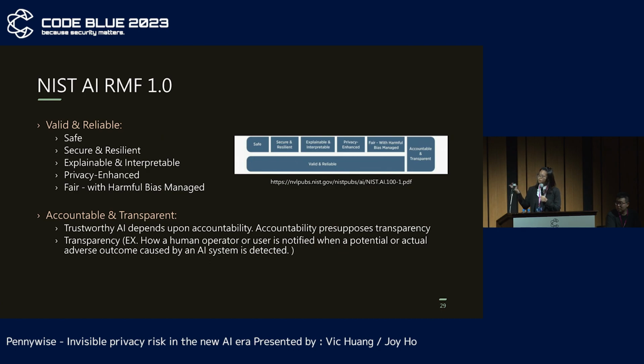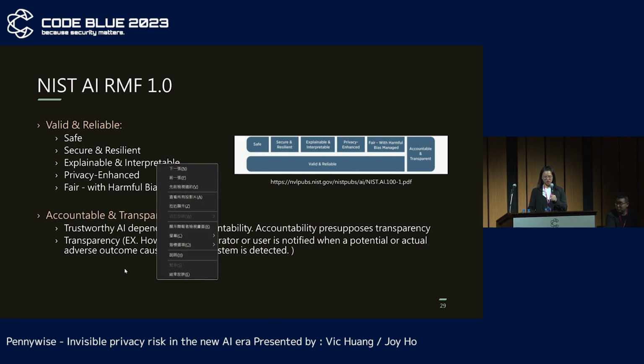We show an example here of how a human operator or user is notified when a potential or actual adverse outcome caused by an AI system is detected. So we don't know how AI will develop, but if some disadvantage or potential harm happens, then we hope to know. That's what human society expects of AI.